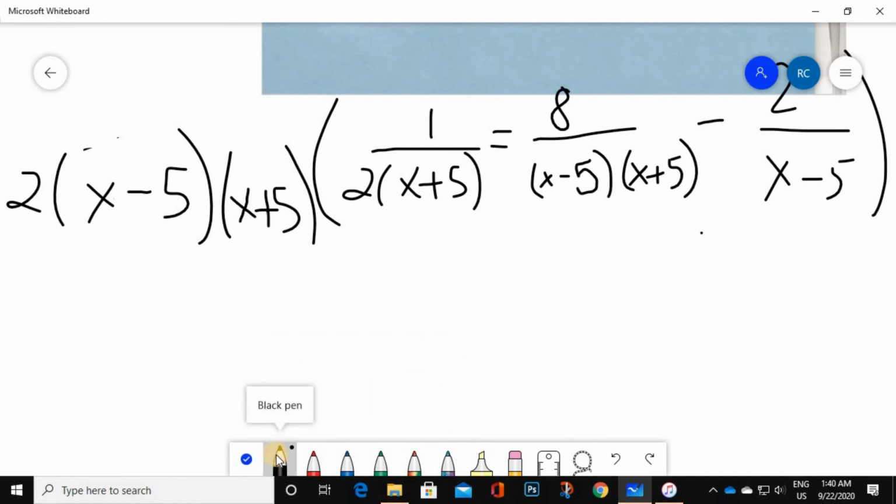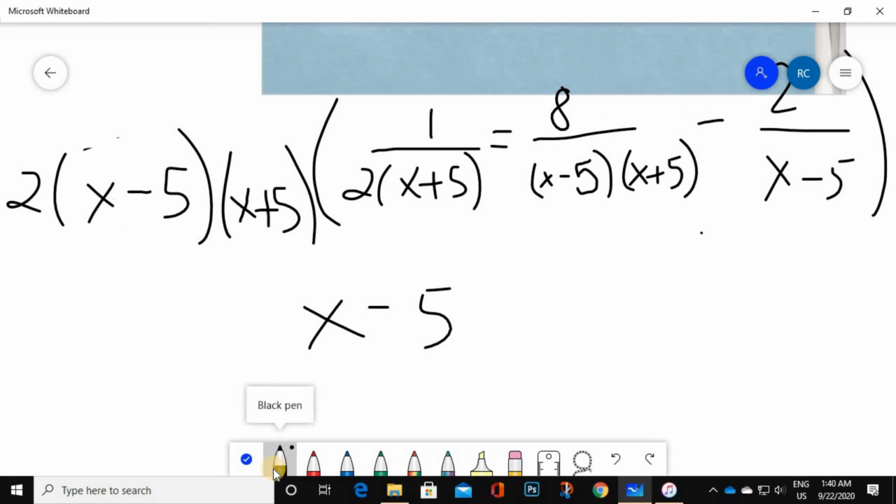So, yung 2 may eliminate sa denominator na may 2 at saka yung x by 5. So, ang matitira na lang ay x minus 5. So, x minus 5 times 1. So, nandun ang x minus 5. Okay? Next.